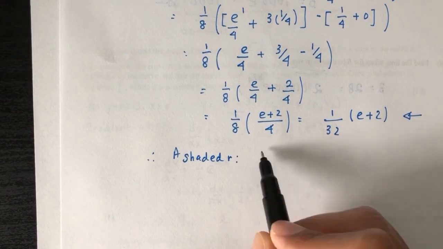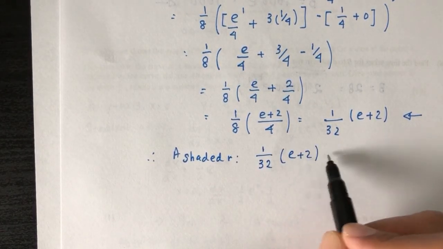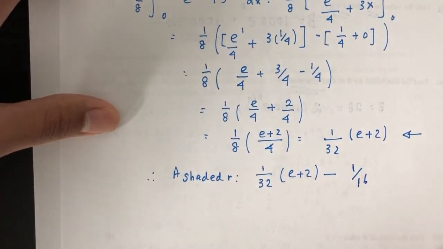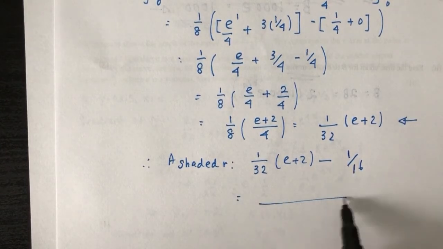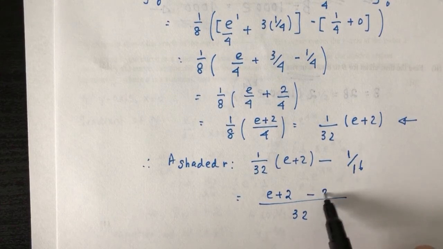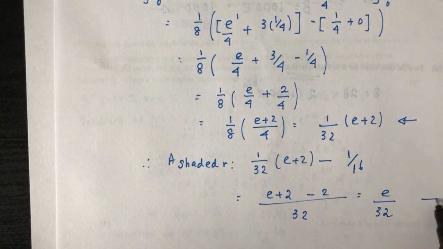That will be this one, which is 1 over 32 (e plus 2), minus the area of the triangle, which is 1 over 16. So let's first have the same base. So 32 will be the same base. This will be e plus 2 minus 2. So that will be e over 32.